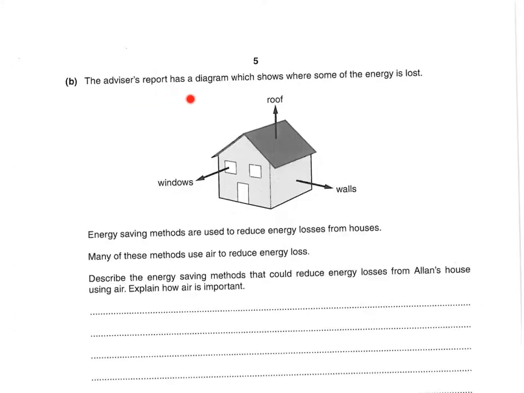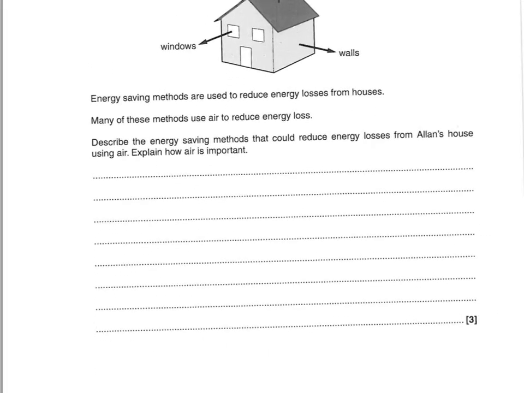The advisor's report has a diagram which shows where some of the energy is lost. Energy-saving methods are used to reduce energy losses from the houses. Many of these methods use air to reduce energy loss. Describe the energy-saving methods that could reduce energy losses from Alan's house using air, and explain how air is important. So this is a 3-mark question.